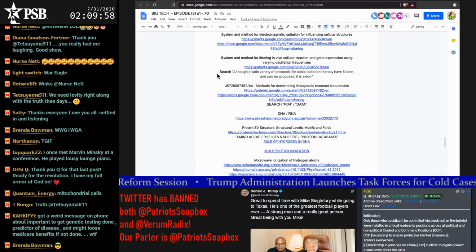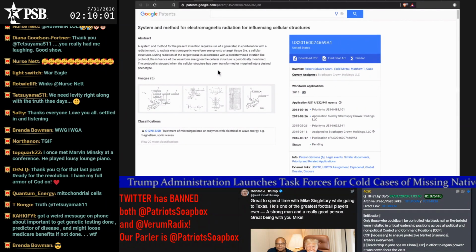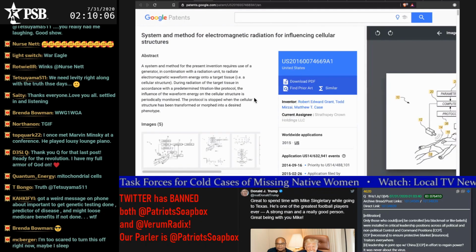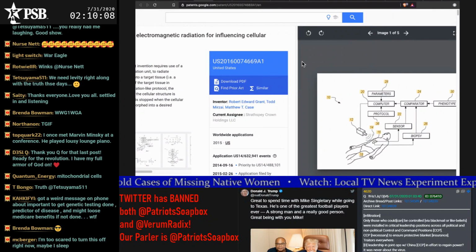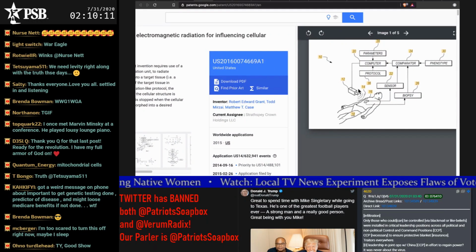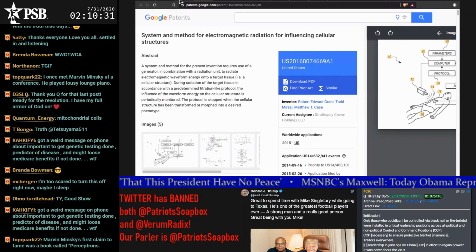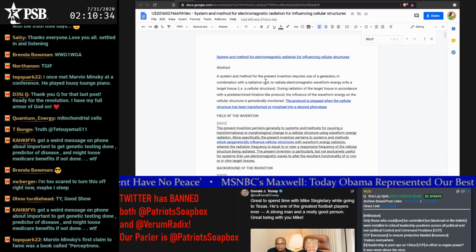We're going to look at this patent right here. And this patent is System and a Method for Electromagnetic Radiation for Influencing Cellular Structures. Now, this is a medical environment, medical setting. You have a radiator. It can be microwave, millimeter wave, gamma wave, X-ray. It can be light. It can be infrared light. It can be ultraviolet light. The electromagnetic spectrum covers all of those things. And we will look at the electromagnetic spectrum briefly. So let's look at what this patent has to say.